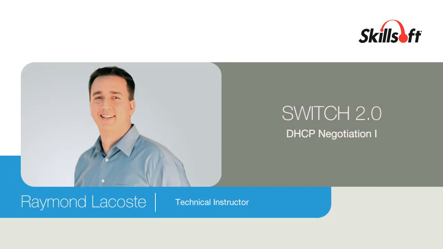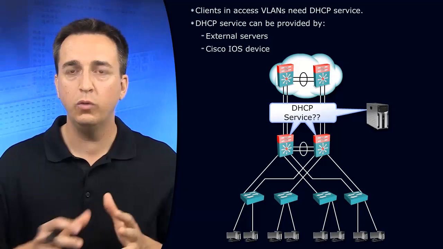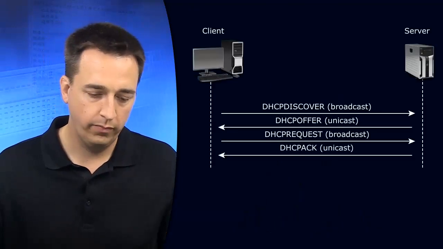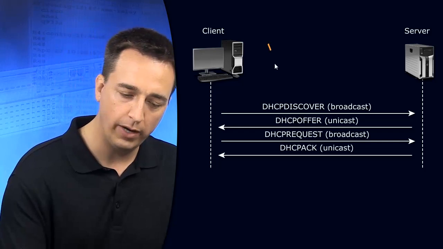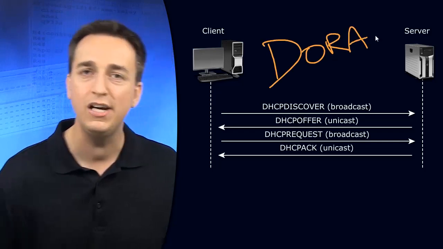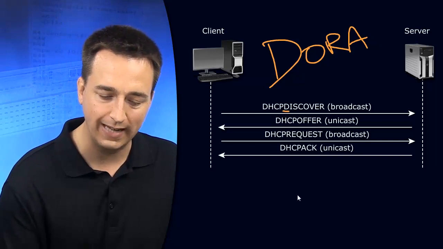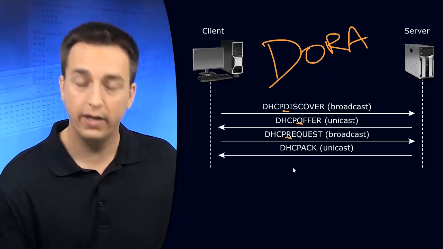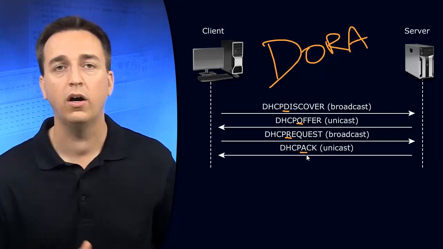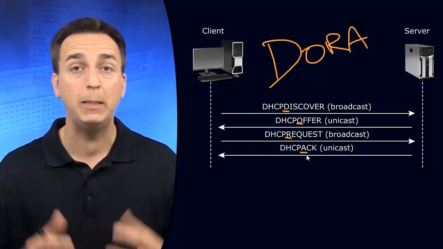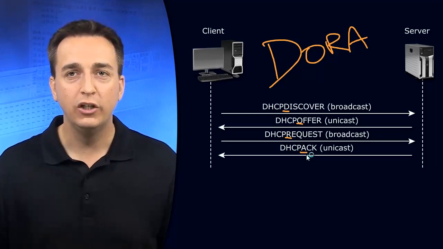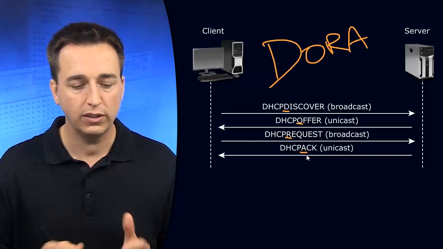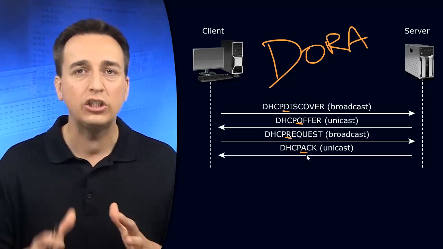Regardless of where your DHCP server is deployed, there will be a negotiation process that happens between the client and the server. This negotiation process is known as the DORA process, D-O-R-A. The D stands for discover, the O stands for offer, the R stands for request, and the A stands for acknowledgement. These are the four primary DHCP messages that are utilized during this negotiation process between a client and a DHCP server. So this is a server-client relationship that's happening here.